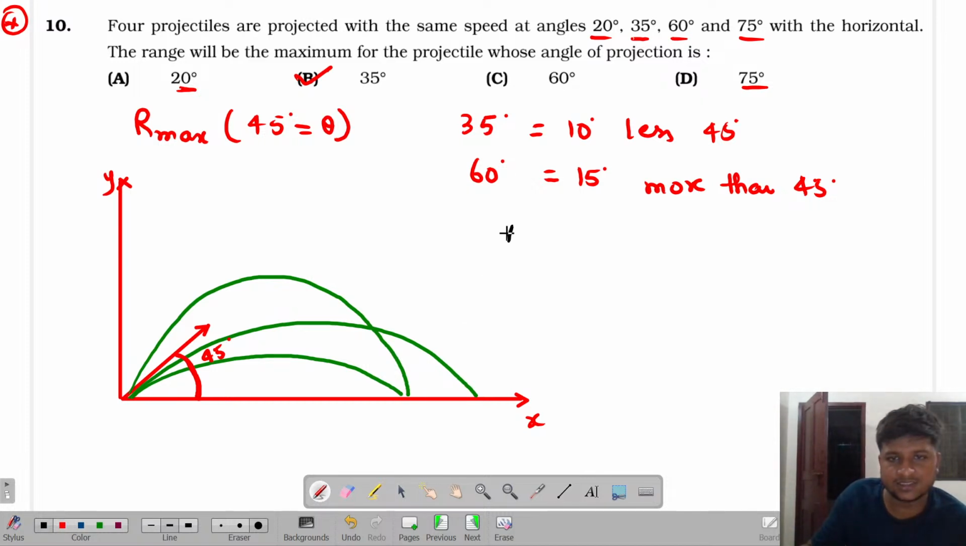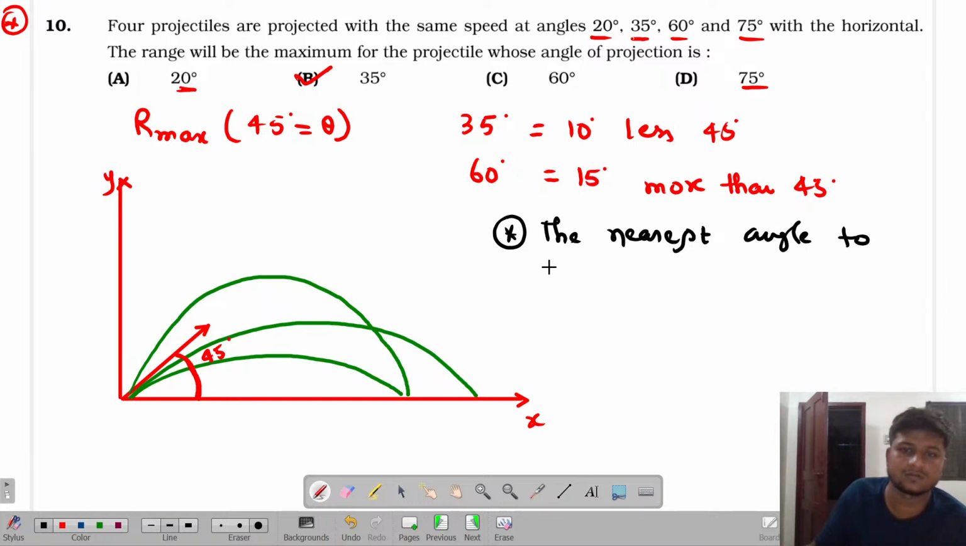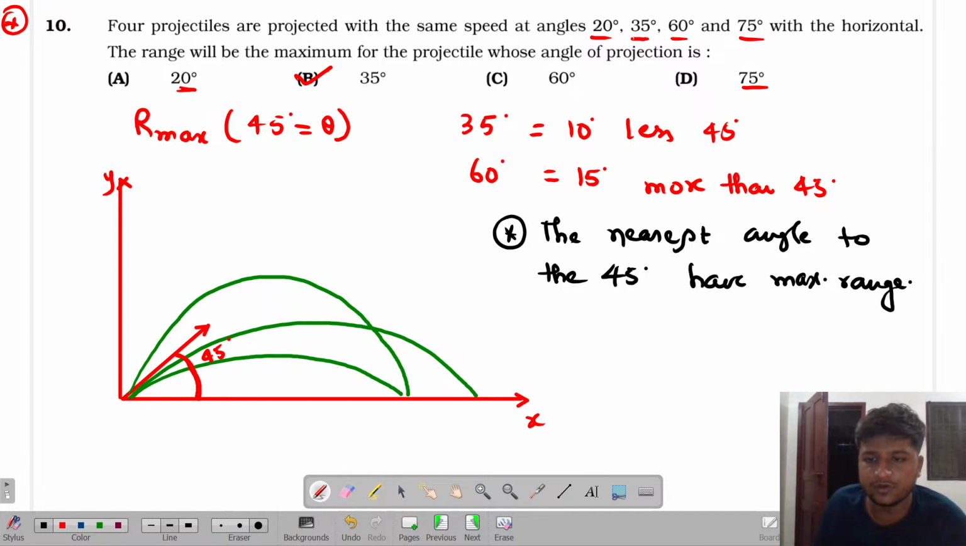Remember, what is the answer? The angle nearest to 45 degrees has the maximum range. Are you able to get me or not? Tell me yes or no, guys.